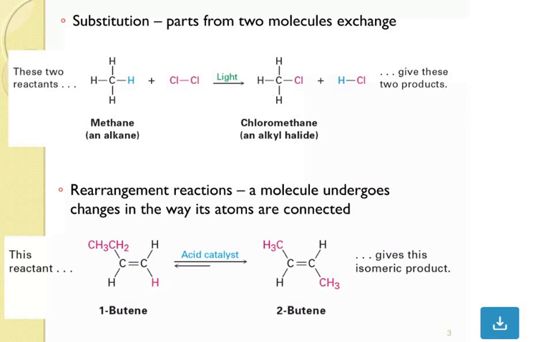Now rearrangement reaction. A molecule undergoes changes in the way its atoms are connected. You can see here CH3, CH2, but in the product CH3 and CH3.